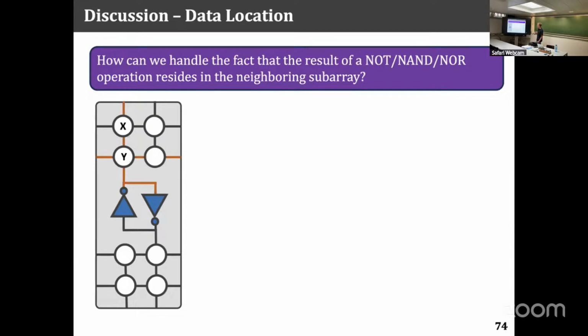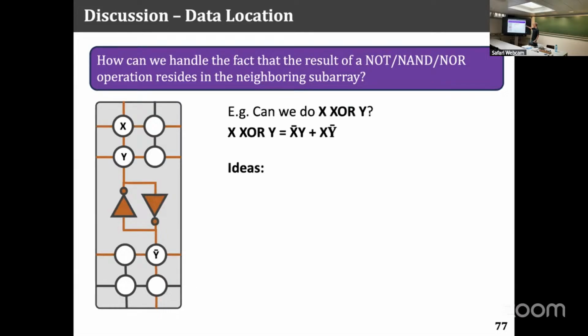So maybe let me quickly explain the problem again. When we negate, for example, the Y, it will be in the opposite subarray, right? So when we want to do X XOR Y, which is decomposed in terms of NOT and AND and OR, we have to do X and not Y, or sorry, the wrong way around, so not X and Y, or X and not Y. Can anyone see any problem evaluating this, given that X and Y are initially in the top subarray?